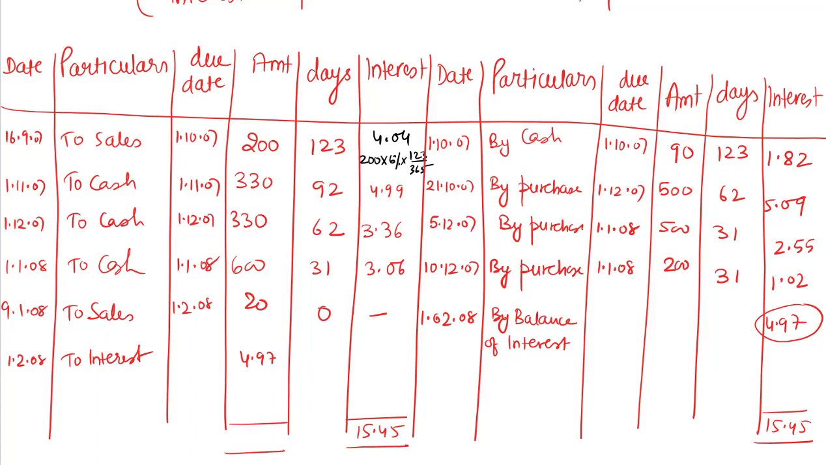Let us do the totals. 1484.97 amount total, 1484.97. The balance over here, 194.97, by balance carried down, 1208, 1st Feb 08, by balance carried down.